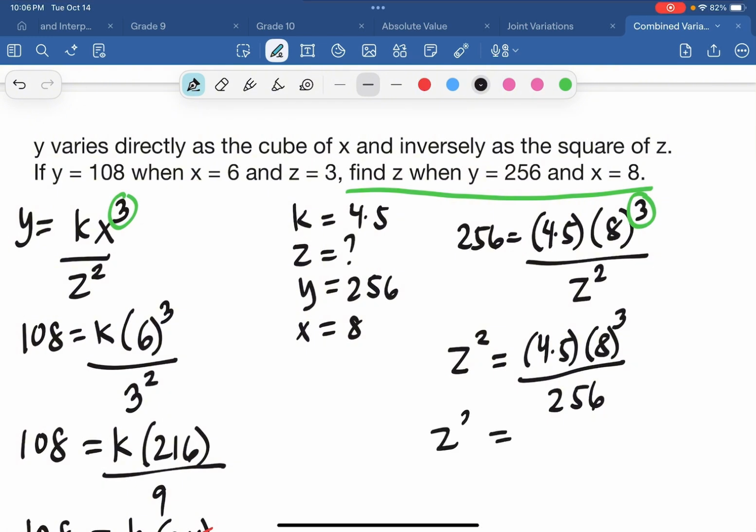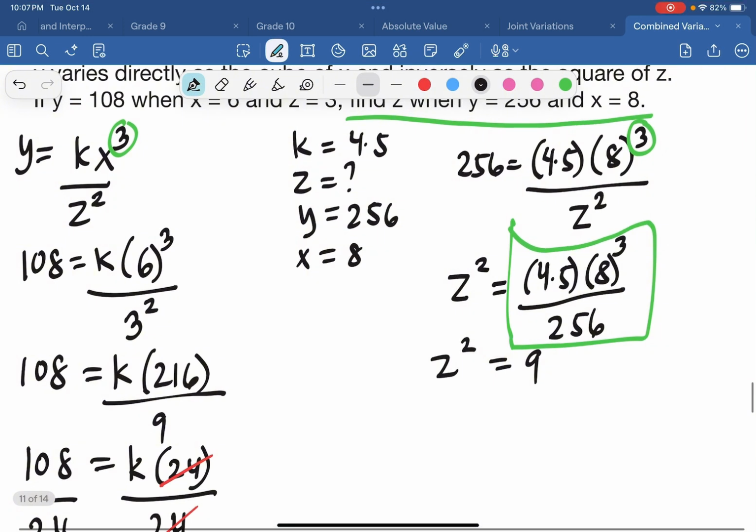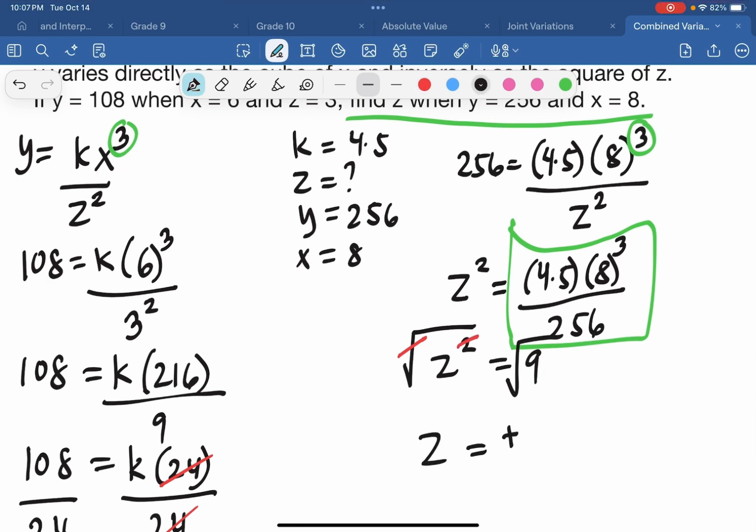So using our calculator right away and solving this part, let me just type it here: 4.5 times 8 cube divided by 256, and the answer is 9. So we could take the square root, so the square root and the square cancel, and we have z is equal to positive and negative 3.